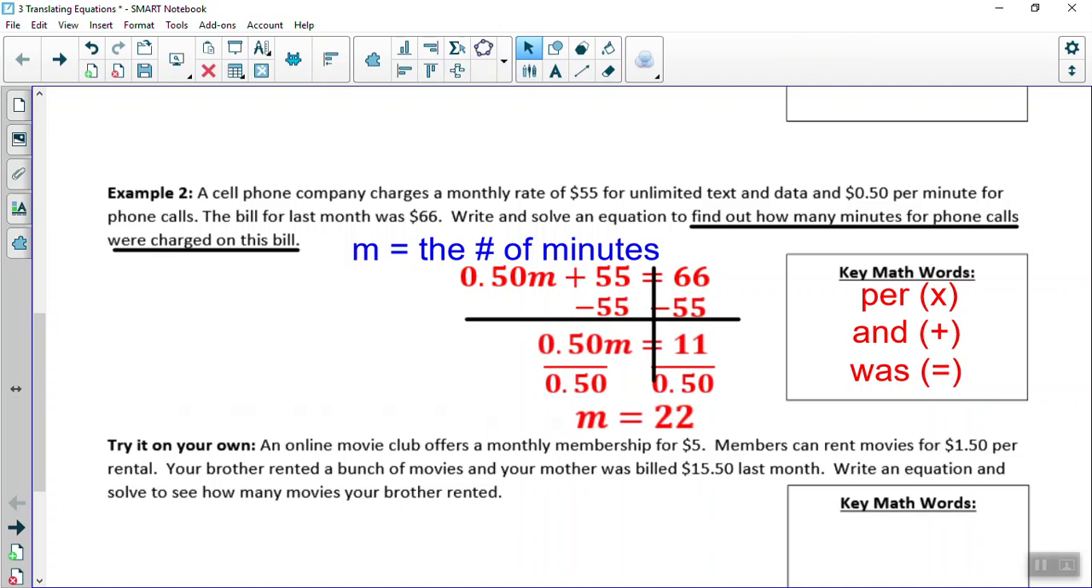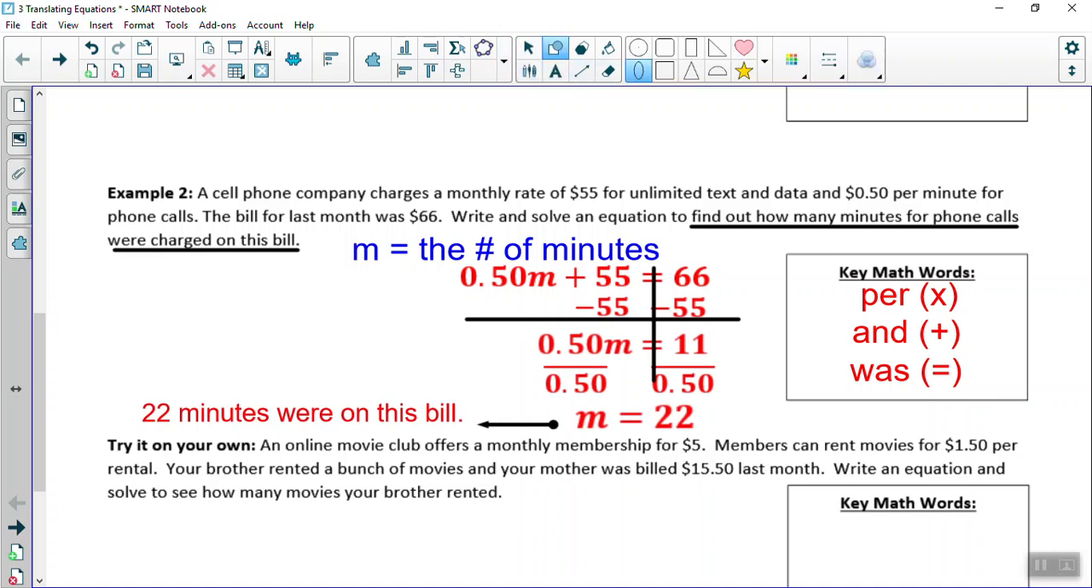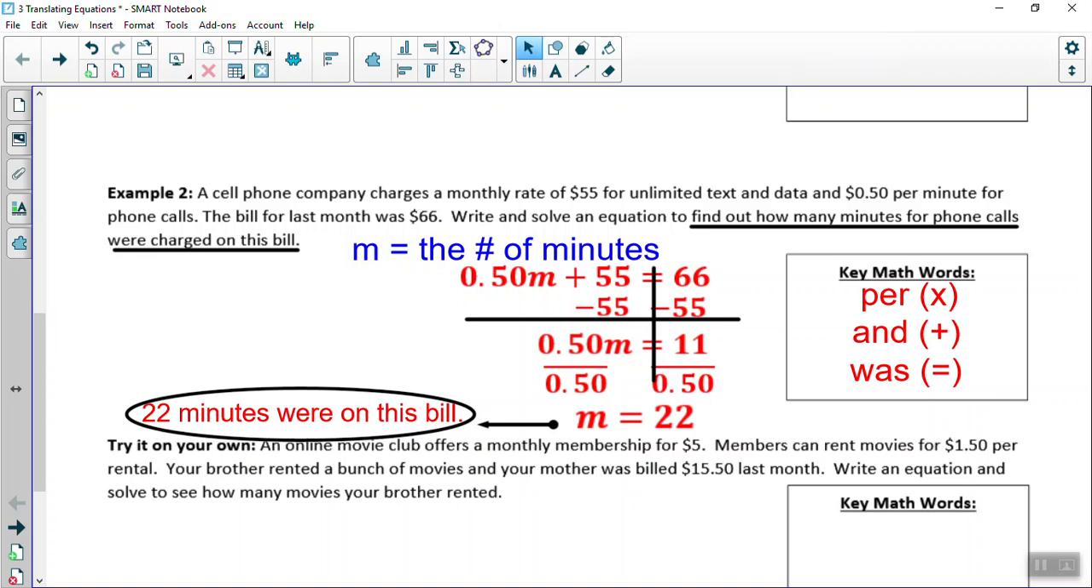All right, so now remember we want to go back, take our final answer, and write it as a sentence to answer this question. So how many minutes for phone calls were charged on this bill? 22 minutes were on this bill. And there's our answer. So the expectation is that you always write a short little sentence for your answer to ensure that you are answering what the question was.